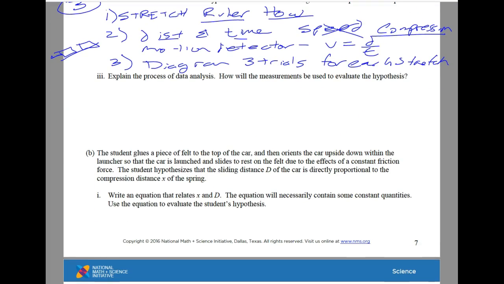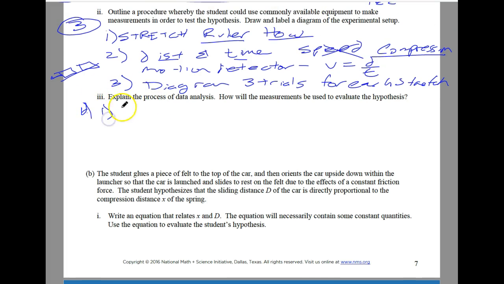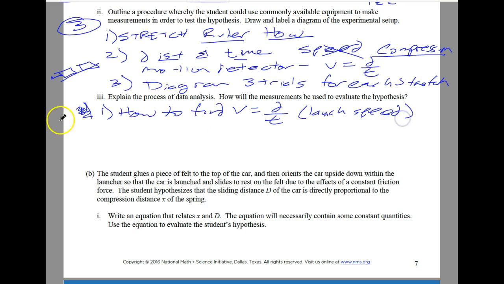How would the measurements be used to evaluate the hypothesis? So the first thing you need to do is explain how you're going to find the speed. First point is how to find V, and really you're just going to take your D over T, and you're going to do that for the launch speed. So we want this for the launch speed of the cart. So that would be really good.